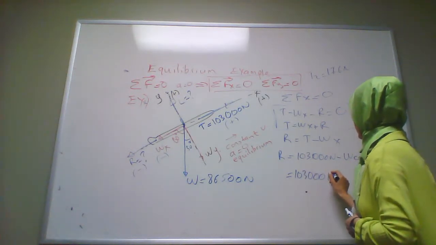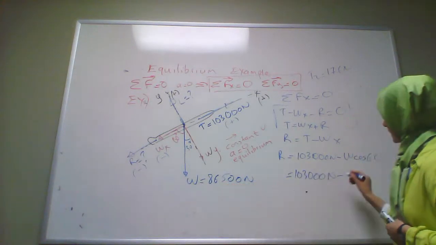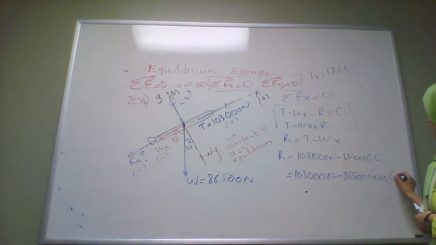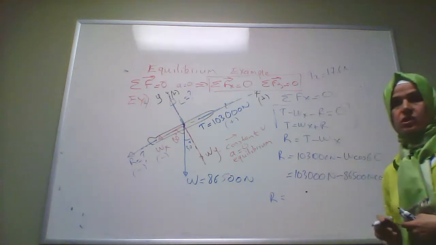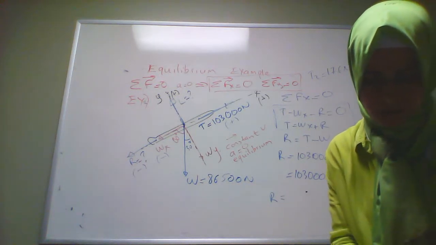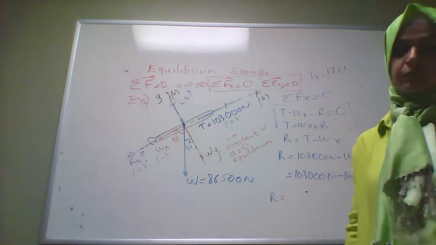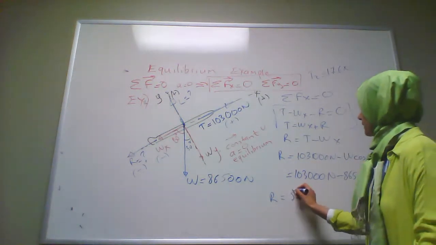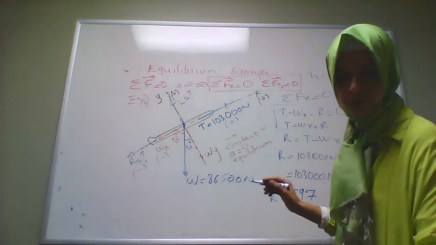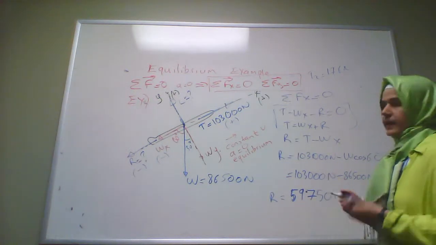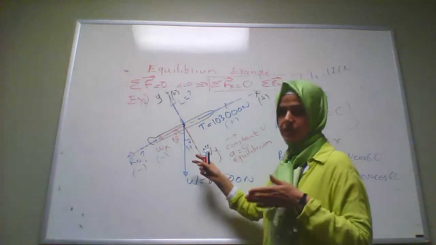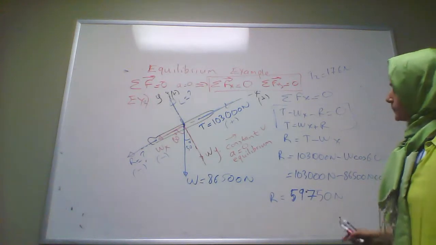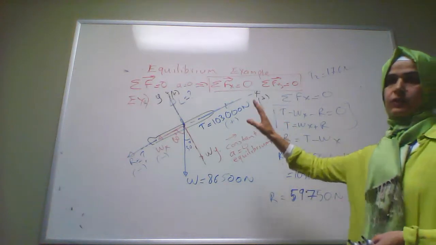103,000 Newton minus 86,500 Newton times cosine 60. And the answer to this question should be, let me find it in here, and please check my answer again to make sure I'm giving you the correct answer, and correct me if I'm wrong. 59,750 Newton. So the air drag on the plane, air resistance on the plane is equal to this value, 59,750 Newton. We got R, we're going to get L in a very similar way as R.